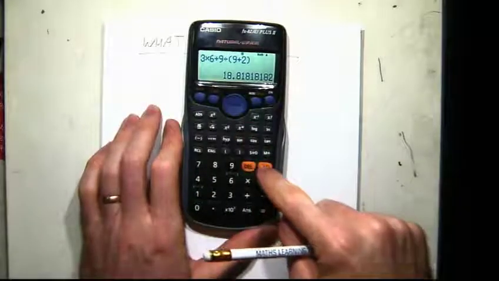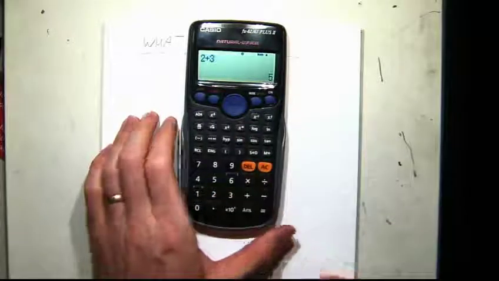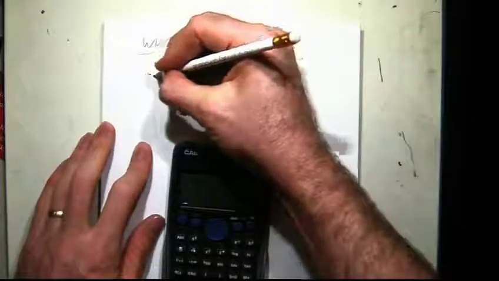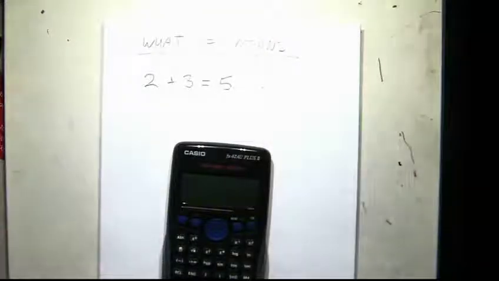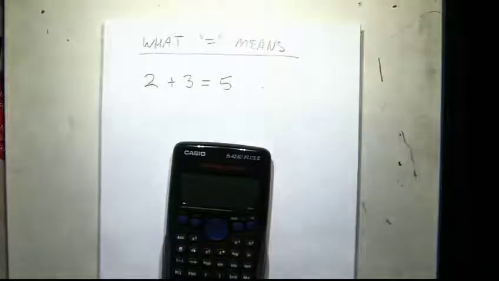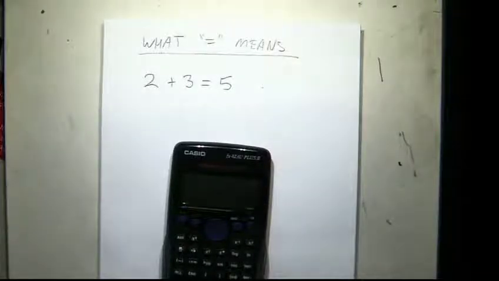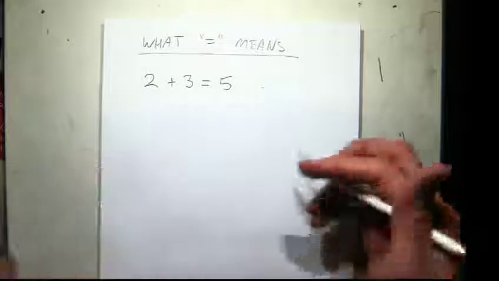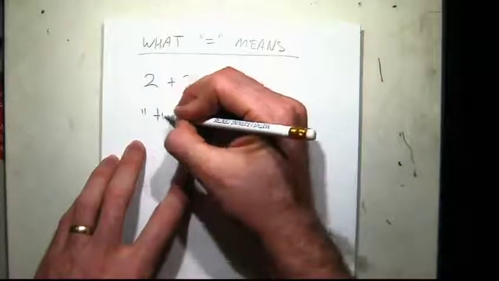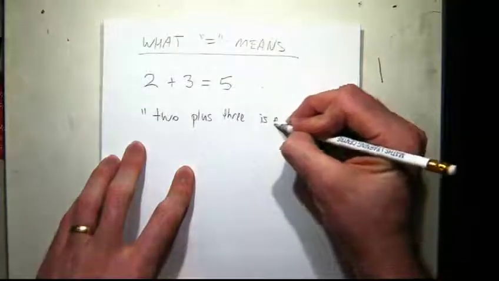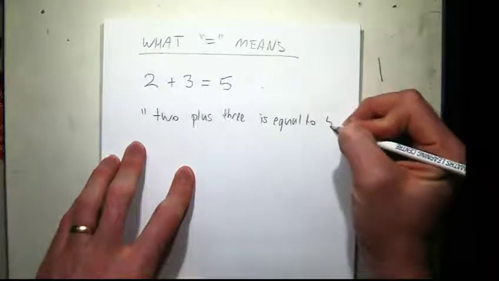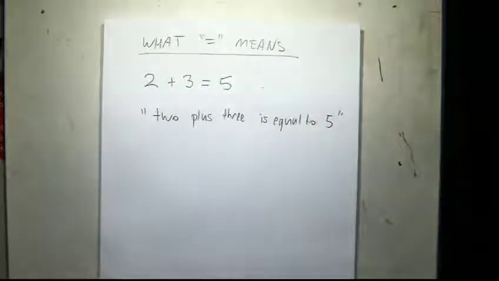It will be completely true if I write maths on the page like that. 2 plus 3 is equal to 5. That's completely true. But the equal sign doesn't really mean perform the calculation and produce an answer. What it really means is equal to. So when you read this aloud, it says is equal to 5.